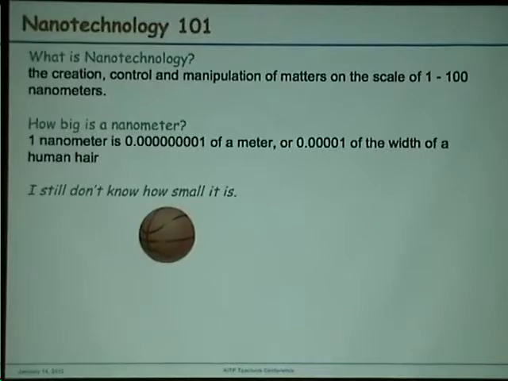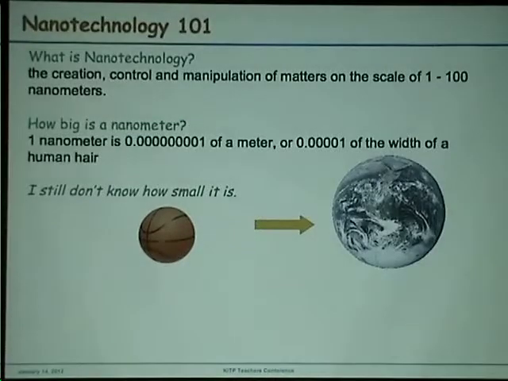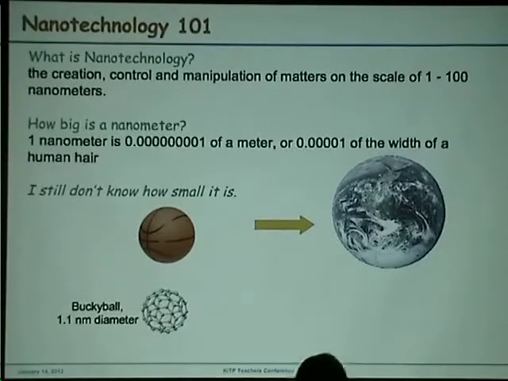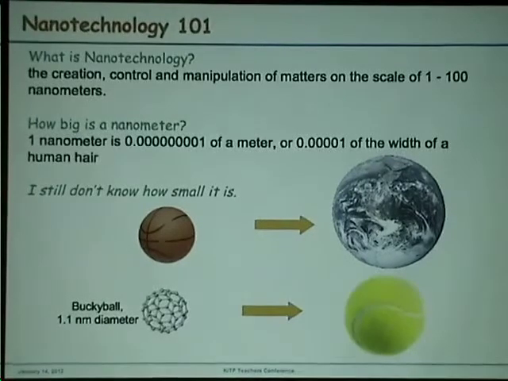Okay, so we can try this way. You take a basketball and blow it up to the size of the Earth. And the buckyball, which is here, is 1.1 nanometers in diameter. With the same scale of blowing up, it's basically the size of a tennis ball. So that's really pretty small.